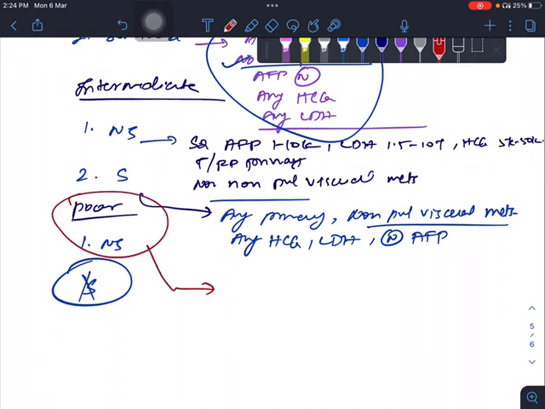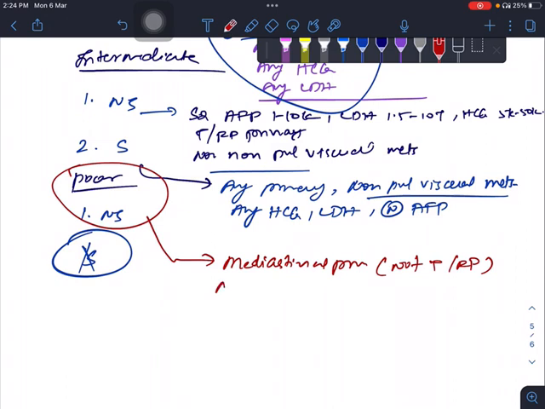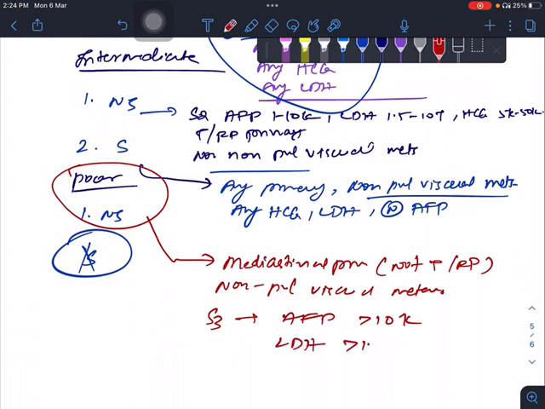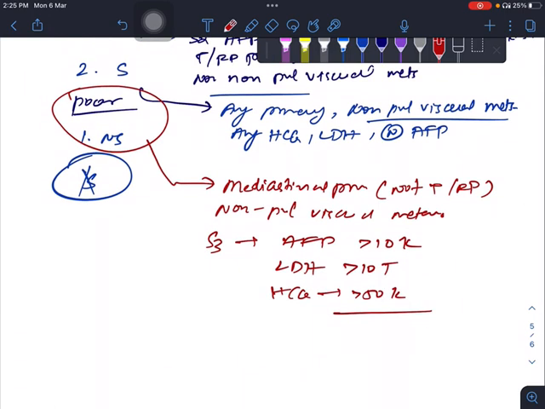So, what are the things which come under this? The primary will be mediastinal primary, not testicular or retroperitoneal. So, there will be non-pulmonary visceral metastasis, and S3, that is alpha fetoprotein more than 10K, LDH more than 10 times, and HCG more than 50K. So, these are the things you should know before going into the treatment of testicular tumors.